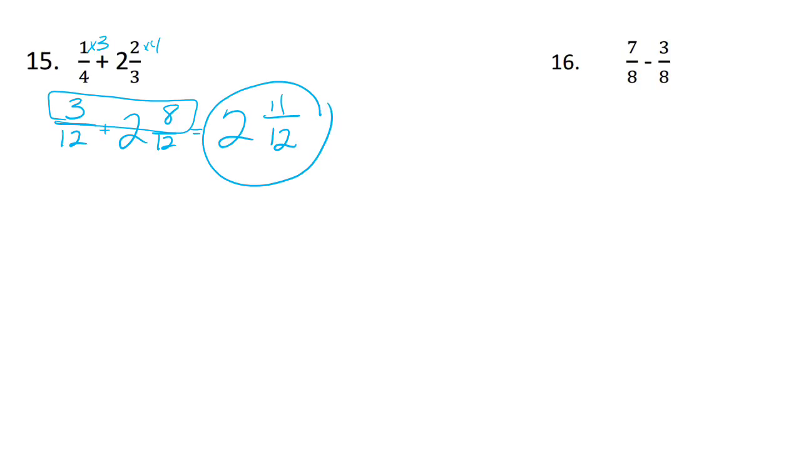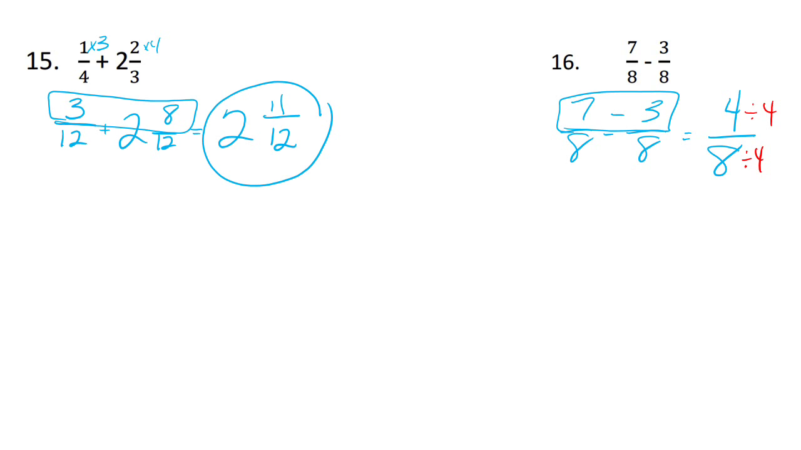So for number 16, we already have common denominators. We notice that our operation is subtraction. So all we do now is we subtract our numerators. So 7 minus 3 is 4. Keep our denominator the same. And then we have to simplify. So we go ahead and divide the top and bottom by 4. That's going to equal 1/2.